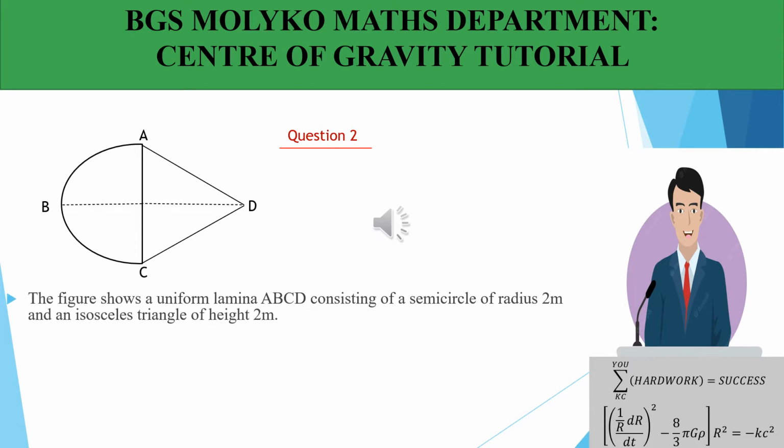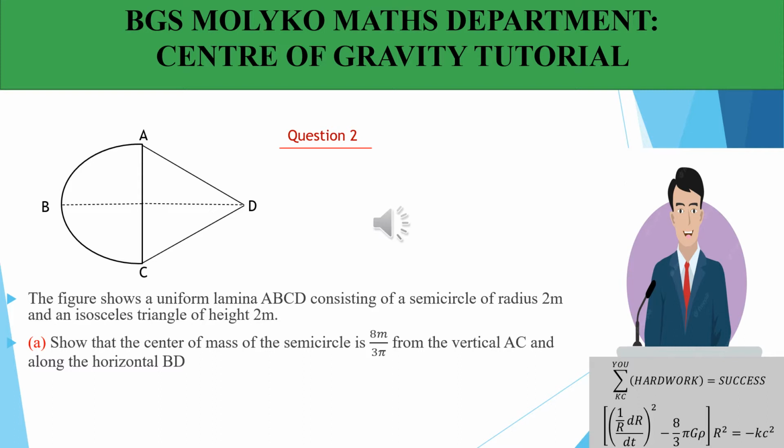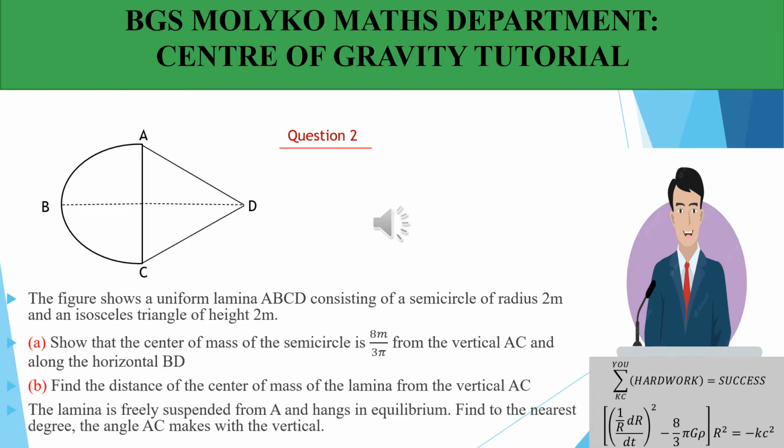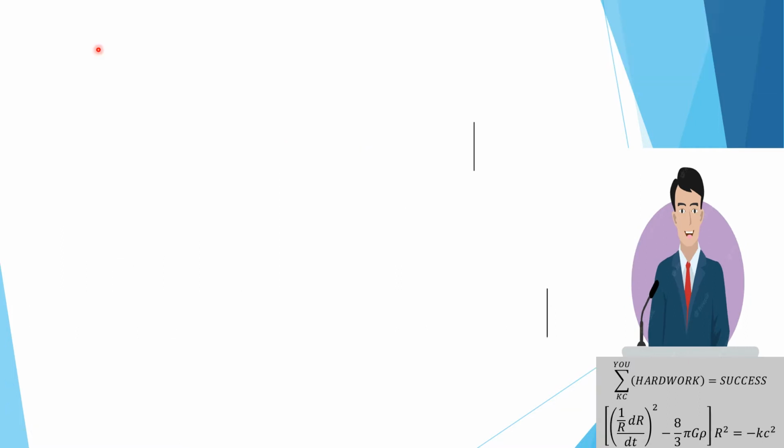The question goes: the figure shows a uniform lamina ABCD consisting of a semicircle of radius 2 meters and an isosceles triangle of height 2 meters. A says show that the center of mass of the semicircle is 8m on 3 pi from the vertical AC and along the horizontal BD. B says find the distance of the center of mass of the lamina from the vertical AC. And the last part says the lamina is freely suspended from A and hangs in equilibrium. Find to the nearest degree the angle AC makes with the vertical.